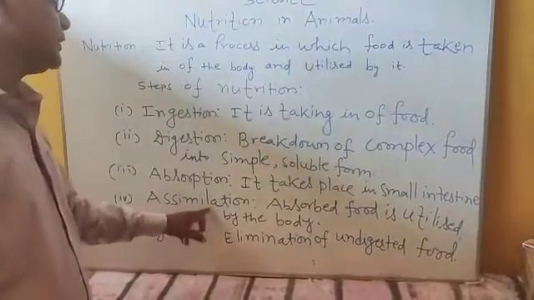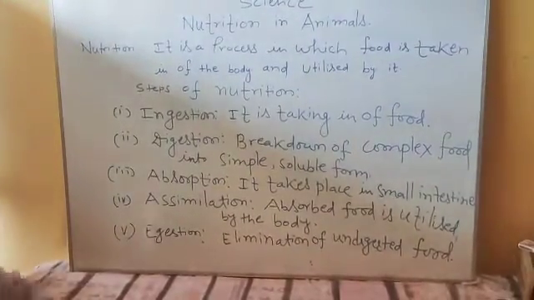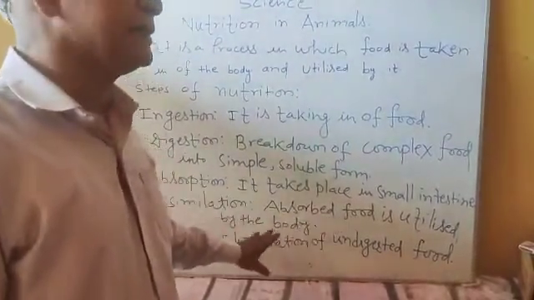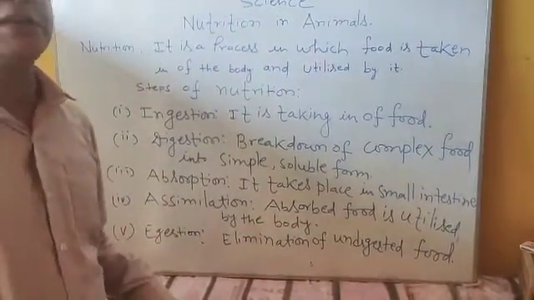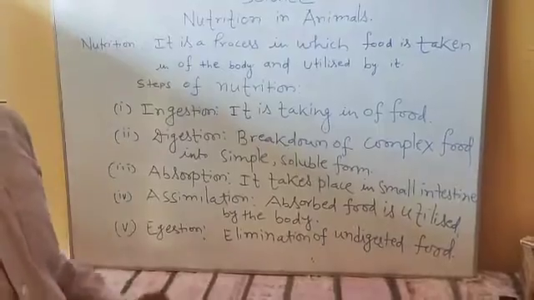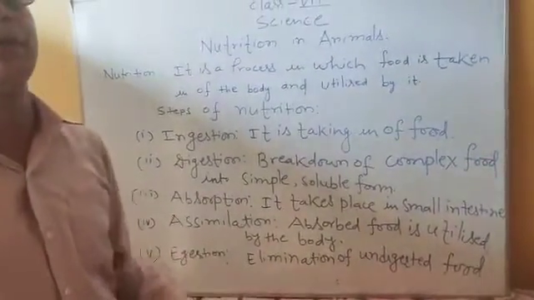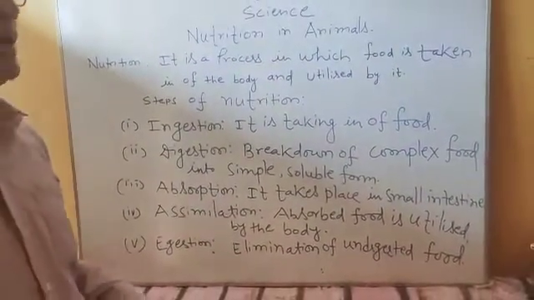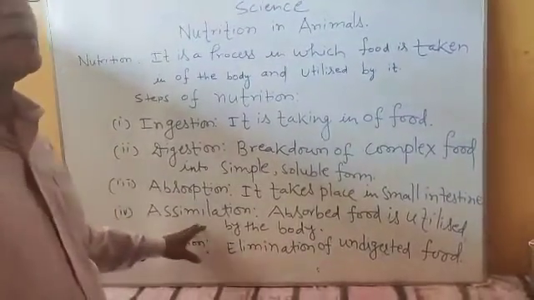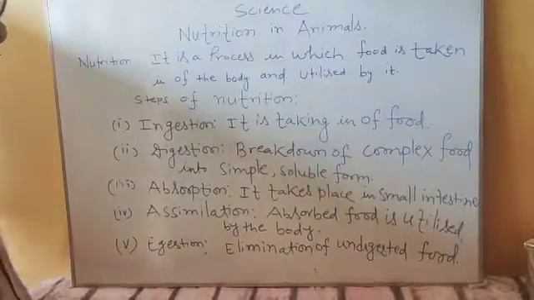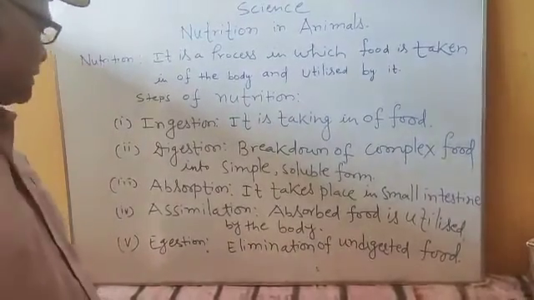Next is assimilation. Absorbed food is utilized by the body. When the food is assimilated, then it gives different things. It gives energy, it repairs our body parts, and it helps in the growth of our body. So, assimilation is a very important step in nutrition.